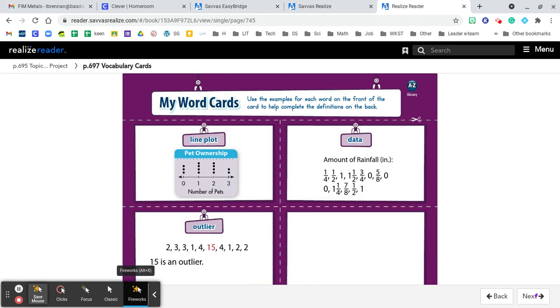pet ownership. I've got something called a line plot, so it's going to have a number line. That's why we call it a line plot. It uses a number line, and it plots. It has little blobs on them. Data is a whole bunch of measurements.